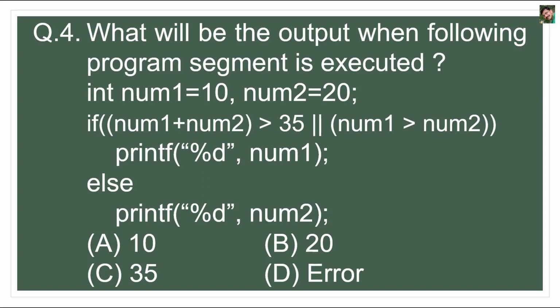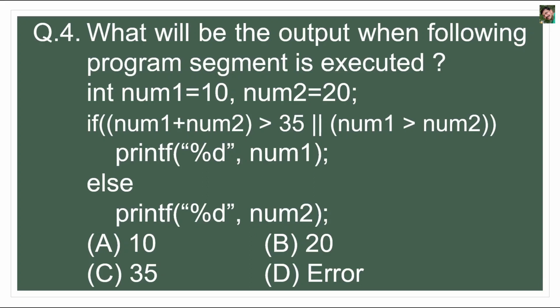If any one of these is true, then we will print num1, else we will print num2. So obviously the answer would be 20, because num2 will be printed. num1 plus num2 is 10 plus 20, which is 30, and 30 is not greater than 35.